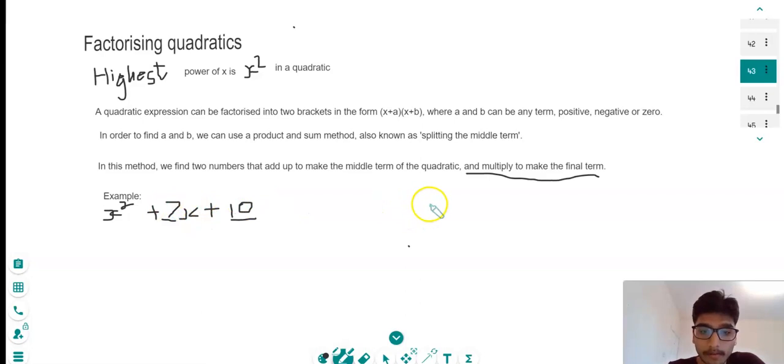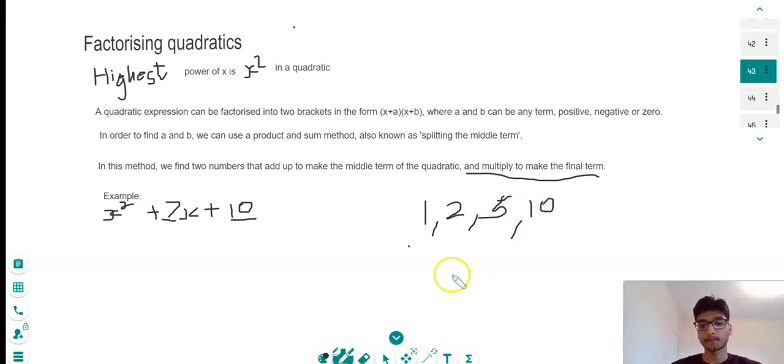So if we list out the factors of 10, you have 1, 2, 5, and 10. So from this, we can see that 2 and 5 obviously multiply to make 10, and on top of that, they also add to make 7, because 5 plus 2 is 7. So we found the two numbers that we need. So now we can split the middle term effectively.